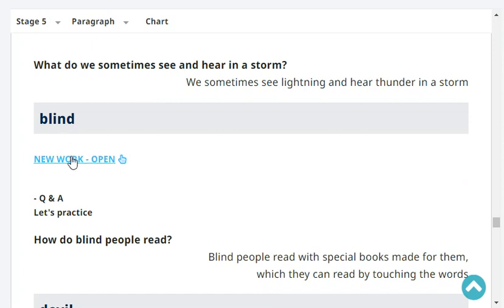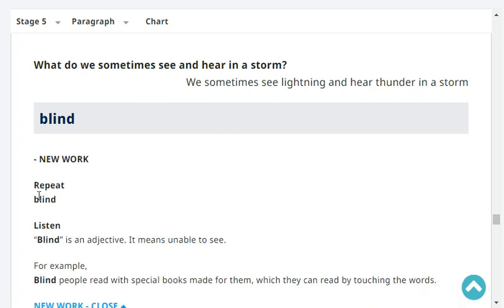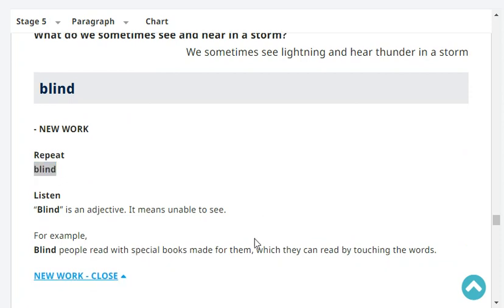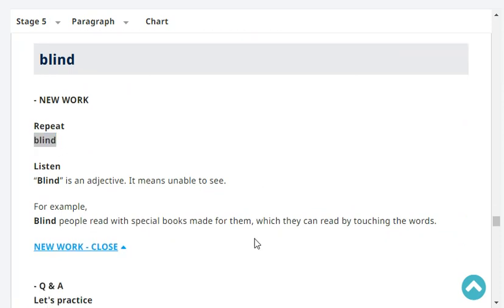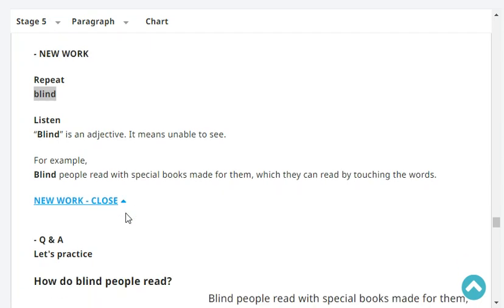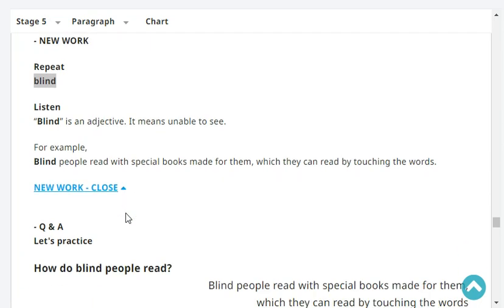Okay, so that's the end of our revision. Let's have homework. Okay, repeat: blind. Very good. Okay, listen. The word blind is an adjective. It means unable to see. For example, blind people read with special books made for them, which they can read by touching the words.